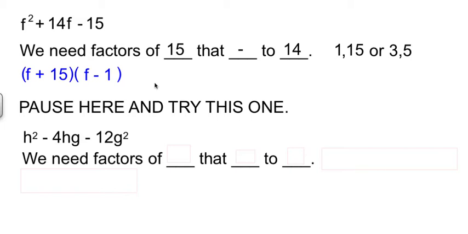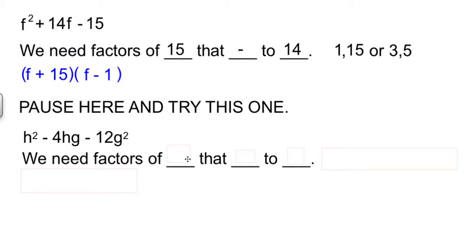I'm going to ask you to pause here and try this problem. Don't let these g's throw you off. Okay? It still works the same way. You're just going to have a g as part of your back end of the parentheses. Give it a try. Come back in a couple of seconds here. See how you do.